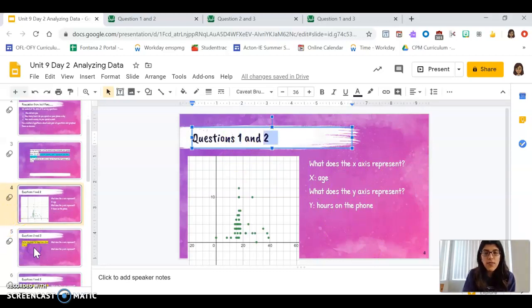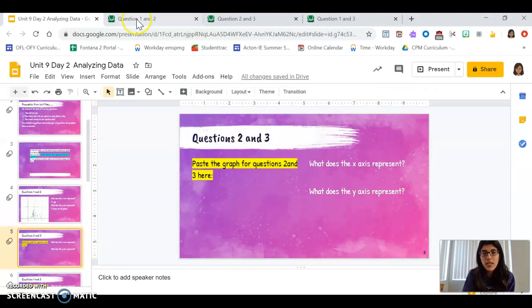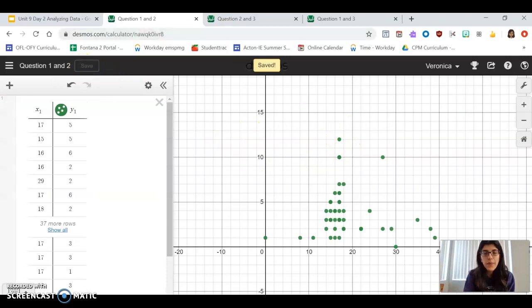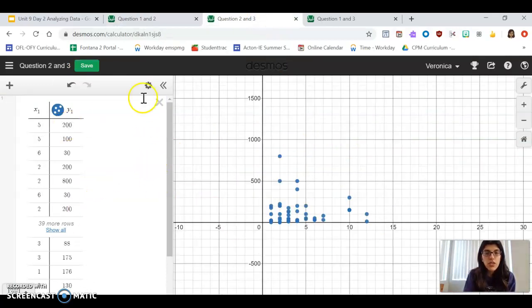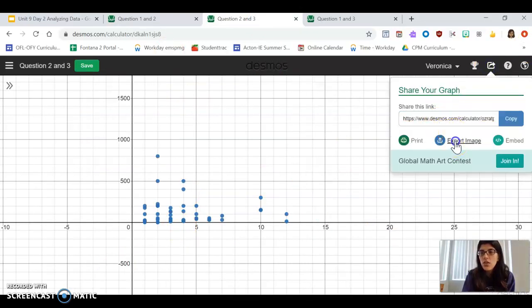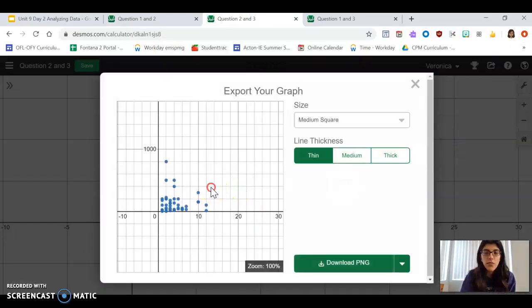So for your second graph, you're going to do the same thing. So notice I'm done with questions 1 and 2. You can save it if you want, just in case, make sure nothing goes wrong. So then I'm going to go to 2 and 3, same thing. Take a picture of this, go to share, export, and then from there I'm going to copy.